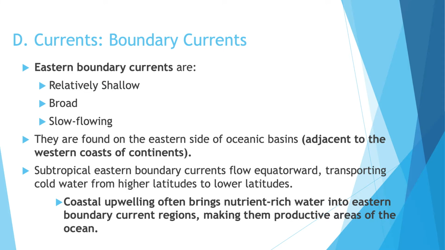Now, eastern boundary currents are usually shallow, they are broad, and they are slow flowing. They are found on the eastern side of ocean basins adjacent to the western coasts of continents. So in normal people words, they are found on the west side of continents. So if you're on the west coast, you have an east coast boundary, or excuse me, an east coast boundary current. If you are on the east coast, you have a west coast boundary current, okay?